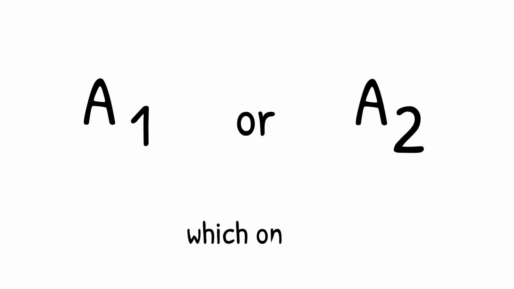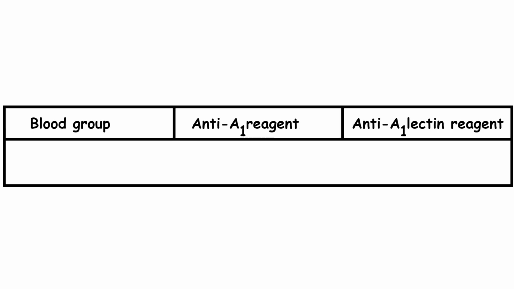We already talked about how the reaction should look for group A blood type. But how can you tell if the patient is A1 or A2? Is there a way to tell that? Yes, you can, and let me tell you how. Here are the reactions you expect to see if you test the patient's RBCs with anti-A and anti-A1 lectin. For a patient with group A1, there will be agglutination with anti-A and anti-A1 lectin. But for people with the A2 subgroup, they will show a reaction with anti-A, but not anti-A1 lectin.